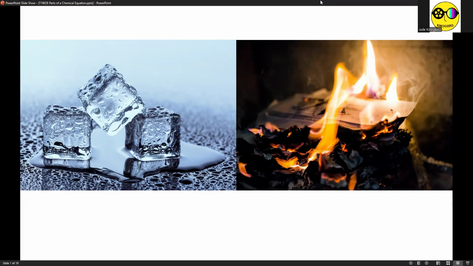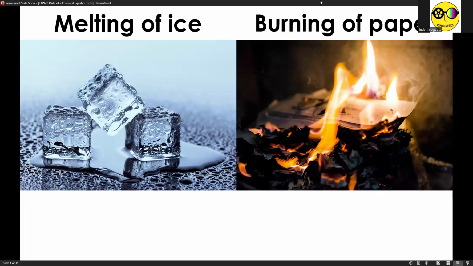So we started our new lesson with two reactions. The first one is melting of ice, which is a phase change because solid water turns to, or melts into, liquid water. And the second one is burning of paper, wherein solid paper burns with the help of oxygen gas and it turns into ash and some water vapor.